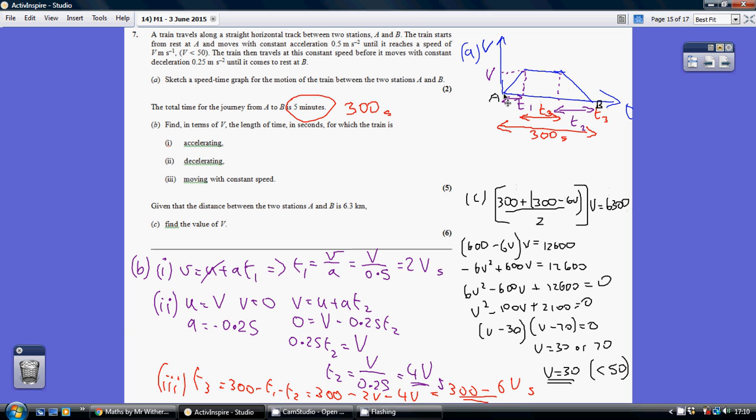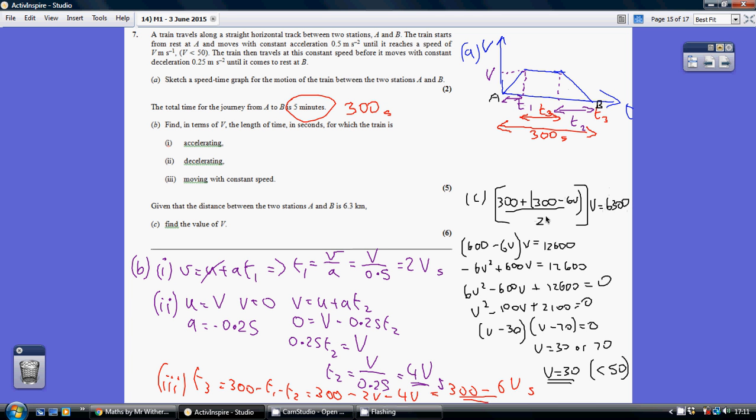Well, you average the two parallel sides. So the length of the base from A to B is 300. The length of this parallel side here is 300 minus 6v. And once you've averaged them, you add the two together and divide by 2. So that's what I'm doing here in the square brackets. And then you multiply that average length by the height of the trapezium, which is v. And as I said, this equals 6,300. So there we have an equation to solve, with v being the only unknown.